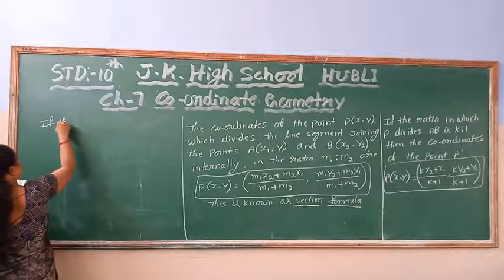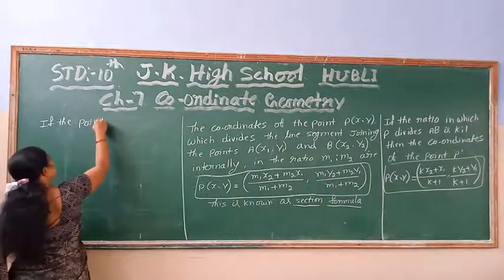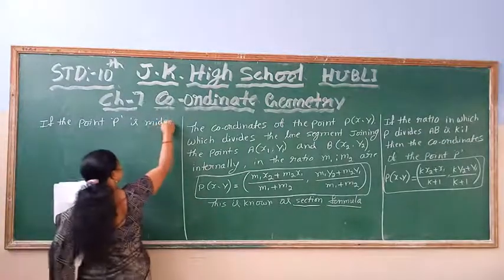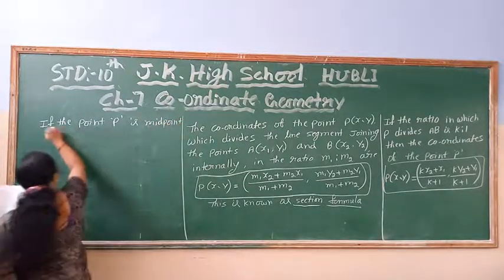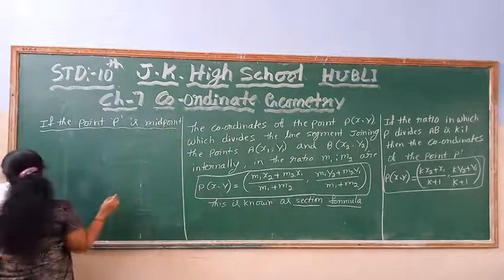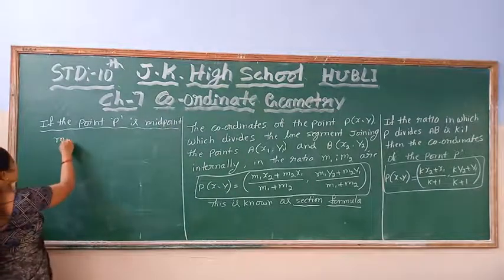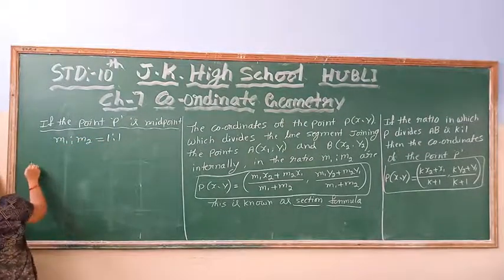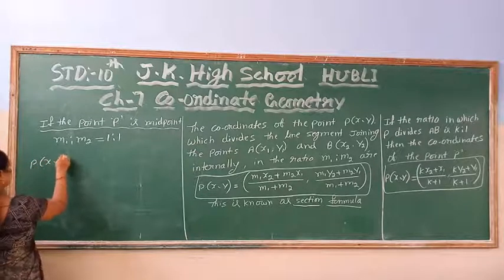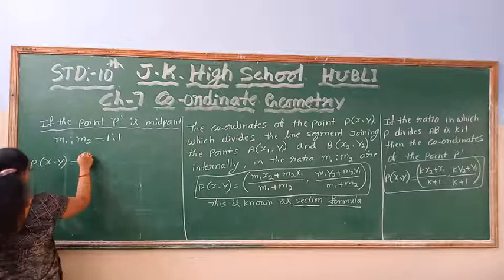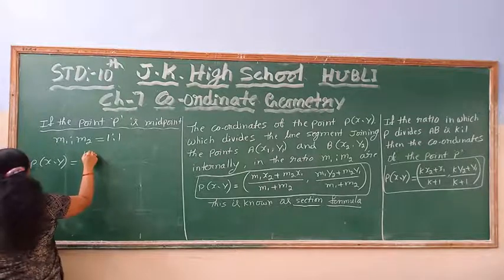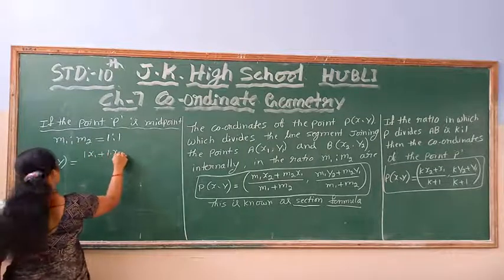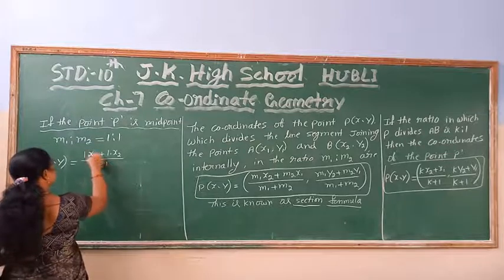If the point P is the midpoint, then the ratio m1 is to m2 becomes 1 is to 1. Therefore the section formula reduces to this form. That is, (1 into x1 plus 1 into x2) divided by (1 plus 1).